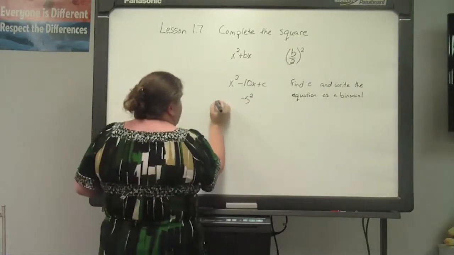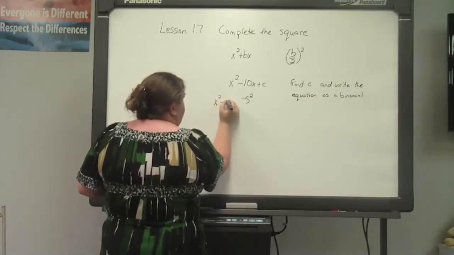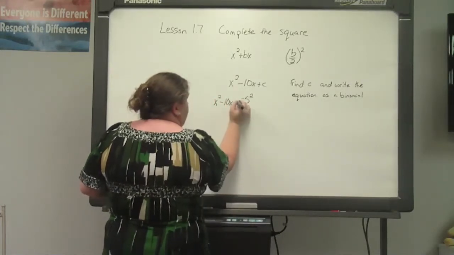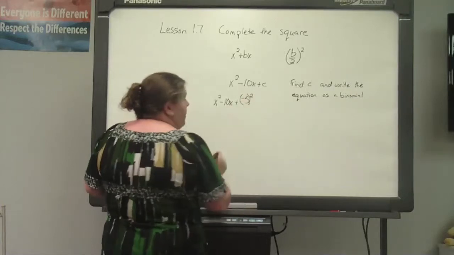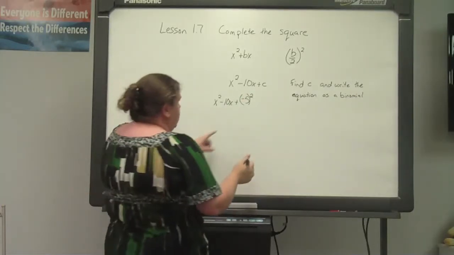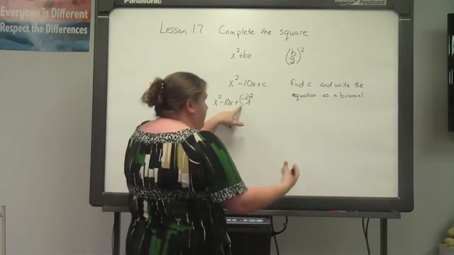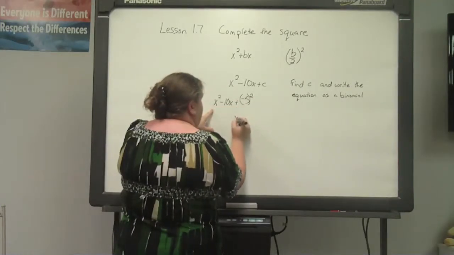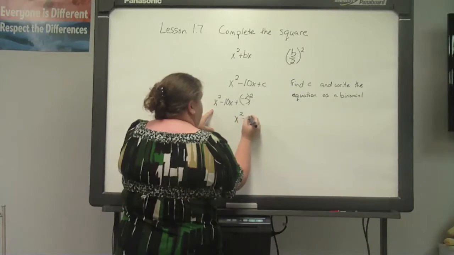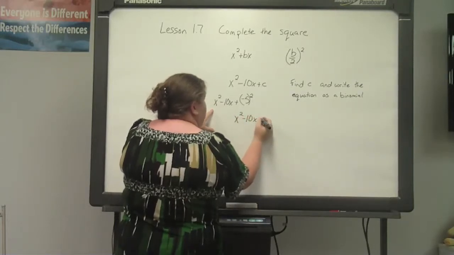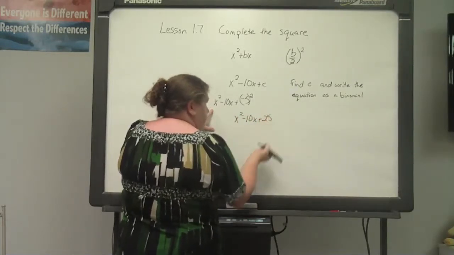So I can say x squared minus 10x plus a negative 5 squared. So a negative 5 squared is 25. A negative 5 times the negative 5. So I can rewrite as x squared minus 10x plus 25.